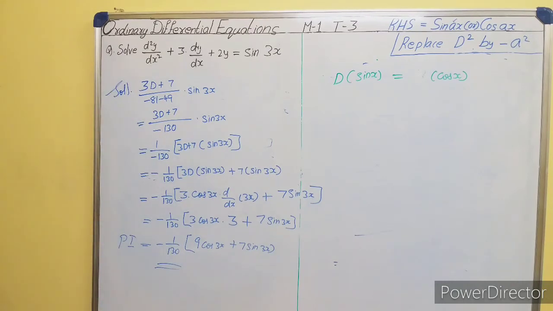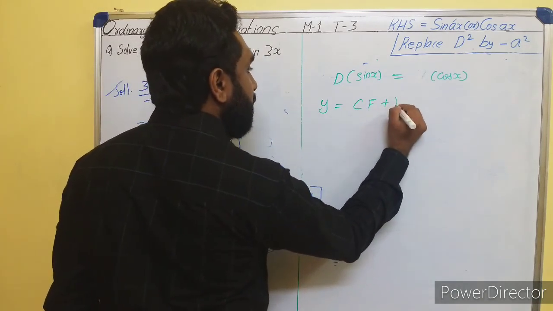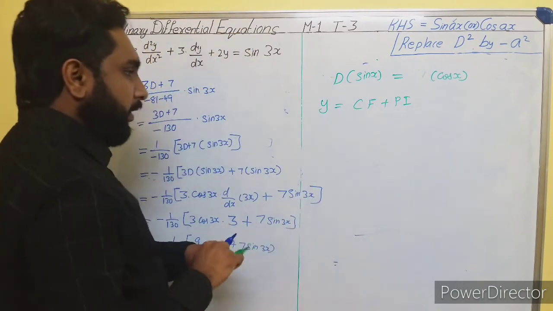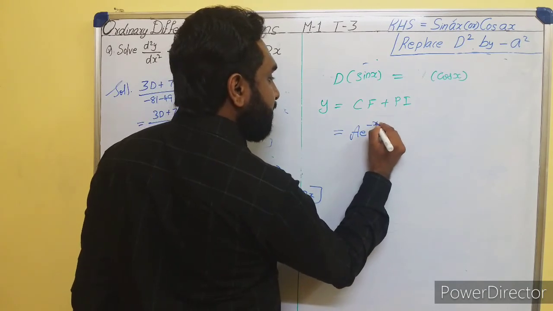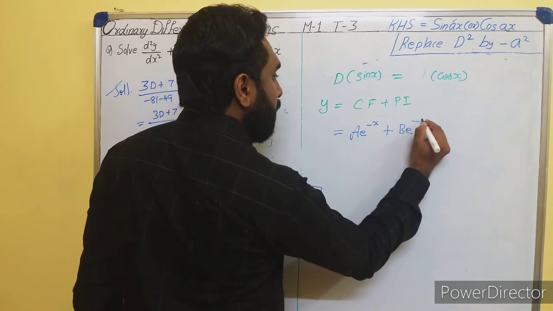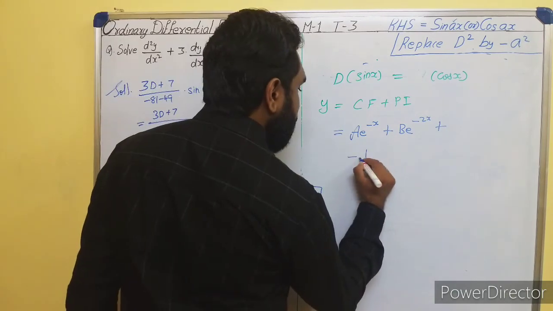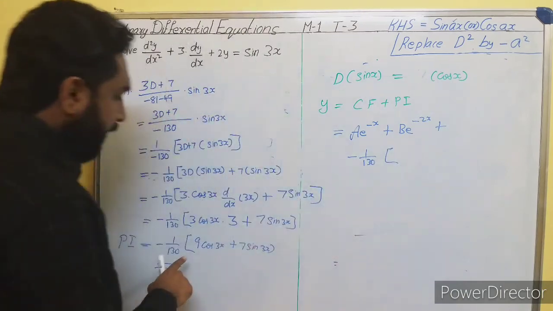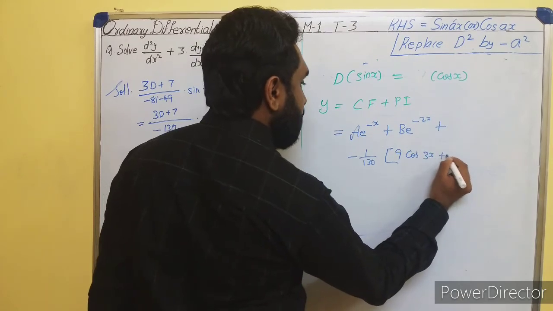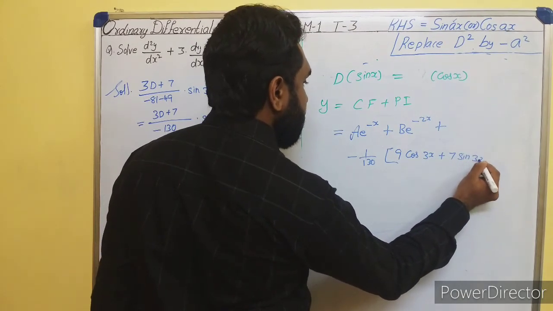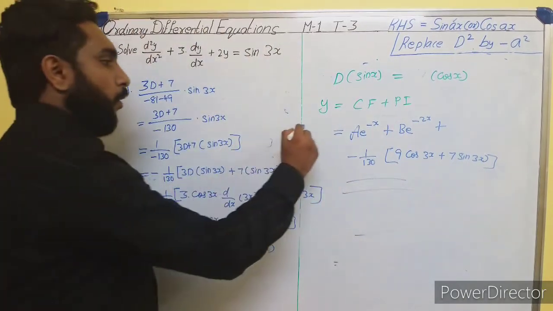Now let us find the complete solution, that is y. So we know y equals CF plus PI, complementary function plus particular integral. We have found the complementary function before, and it is a e to the power minus x plus b e to the power minus 2x plus, what is the particular integral here? Minus 1 by 130 into 9 cos 3x plus 7 sin 3x. So this is the complete solution for this problem y.